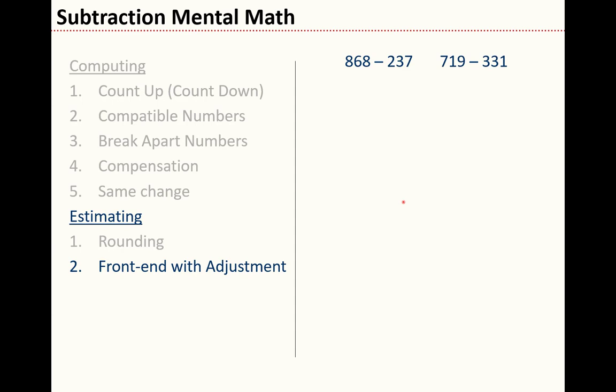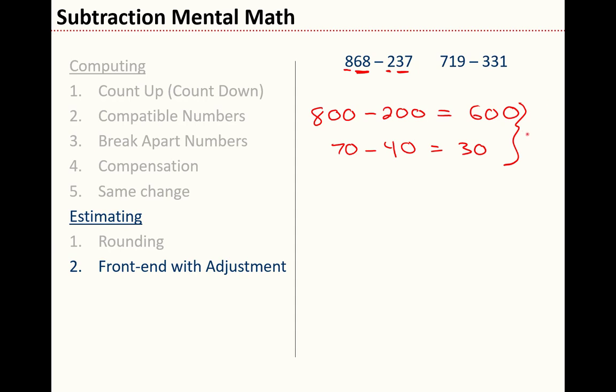Our last estimating technique is called front-end with adjustment, and we will just look at the first number, don't round, but I will just take this purely as 800, and I'll subtract 200. So that gives me 600. And now let's do rounding for the remaining part of the number. So 68 rounds to 70, 37 rounds to 40. So 70 minus 40 equals 30. Now, do I want to add these numbers or subtract them? I actually want to add, and so 630 becomes the solution I seek.